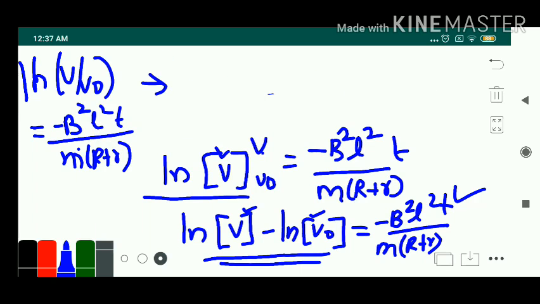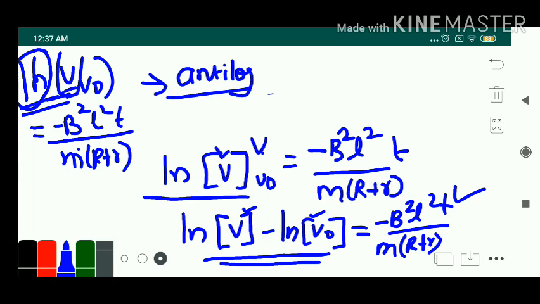This can now be written as, now I want the value of v only, right? That's why I have to remove the log. That means I have to introduce the term called anti-log, that is opposite of log, or I can say inverse of log. So when anti-log comes, anti-log of log is nothing, it goes off.